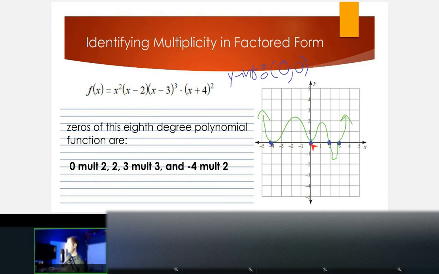So it crosses the x-axis. So if one of your zeros is 0, which it is, we really don't even have to think about the y-intercept because it's part of the 0. Does that make sense? Yeah.